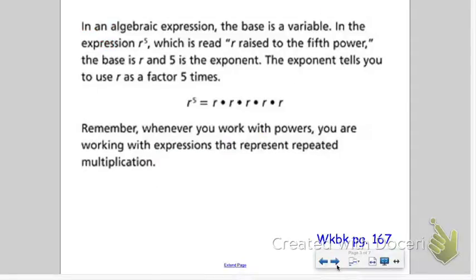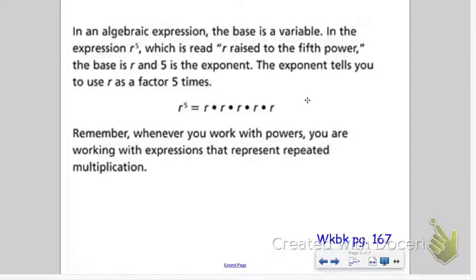In an algebraic expression, the base could be a variable. In the expression r to the fifth power, which is read r raised to the fifth power, the base is r, and 5 is the exponent. The exponent tells you to use r as a factor 5 times. So remember, that's not r times 5. We're saying, hey, r needs to be a factor. r needs to be a number that we're multiplying, and it needs to be a factor 5 times. So it would look like this. We have r times r times r times r times r.